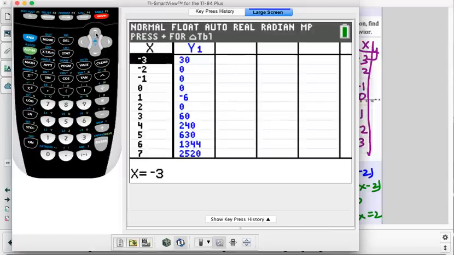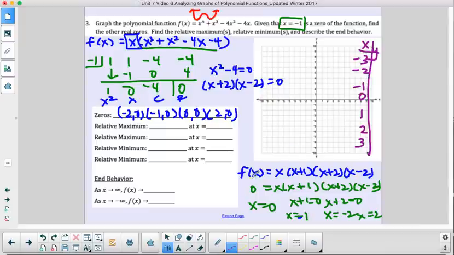If I want more numbers, just so you guys understand, you can arrow up. It gives me -4. And if I wanted a number bigger than 6, I would go up. So I have -3, 30, -2, 0. I'm just going to plot all these down. -3, 30, -2, 0, -1, 0, 0, 0, 1, -6, 2, 0, and 3, 360.